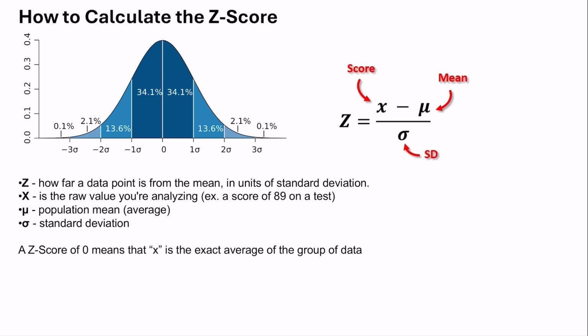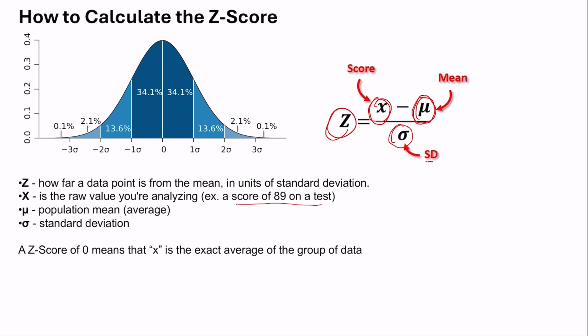On the right side of the screen, you'll see the actual formula for the z-score. We have our output, which is the z-score. This is the single point of data that we're analyzing, for example, a score of an 89 on a test. This is the mean of all the data, or the average. And then this is the standard deviation of the data. I'll have another video on calculating standard deviation.